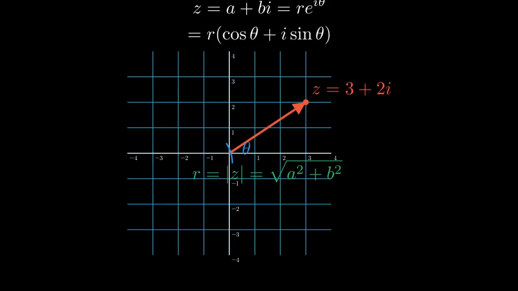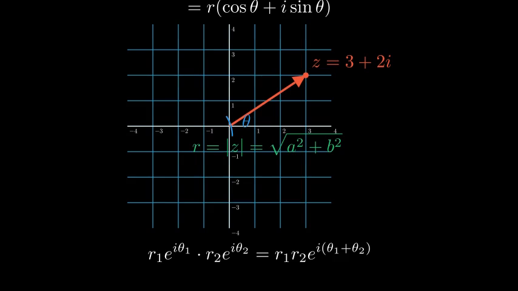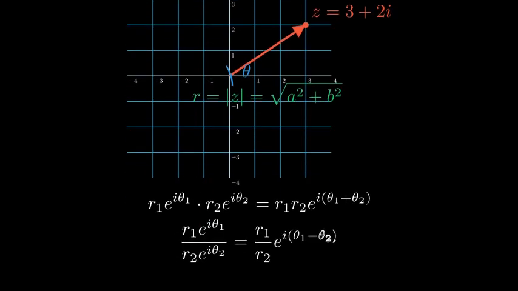The polar form makes multiplication and division of complex numbers much simpler. To multiply two complex numbers in polar form, we multiply their magnitudes and add their angles. To divide, we divide their magnitudes and subtract their angles.